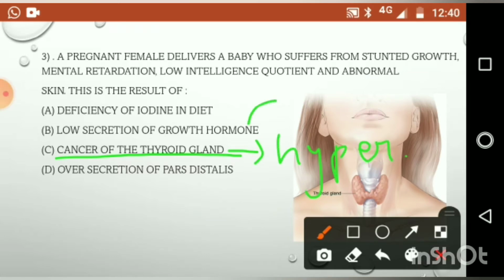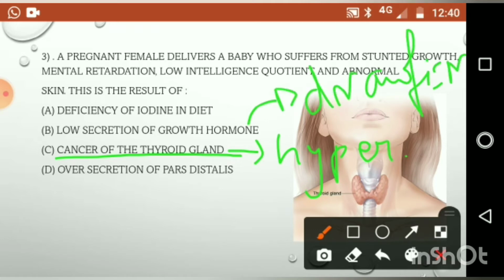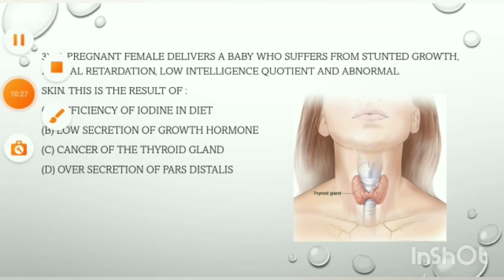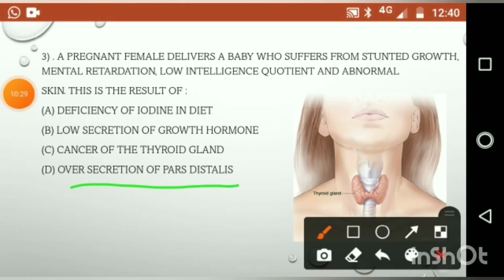Now low secretion of growth hormone will cause dwarfism, and oversecretion of pars distalis. Now you need to remember what is pars distalis in the first place. Let me explain it to you.